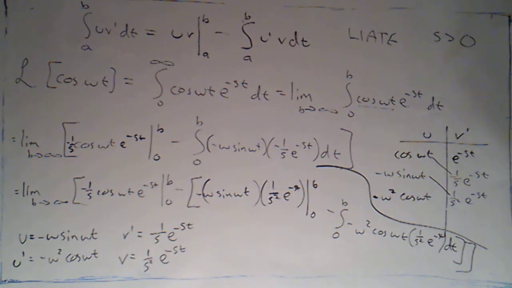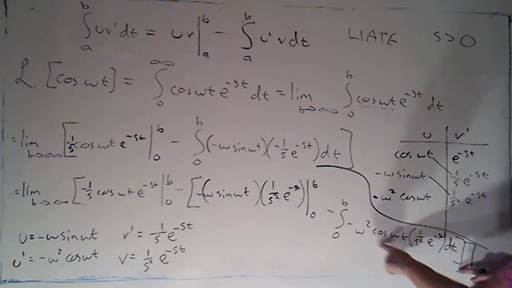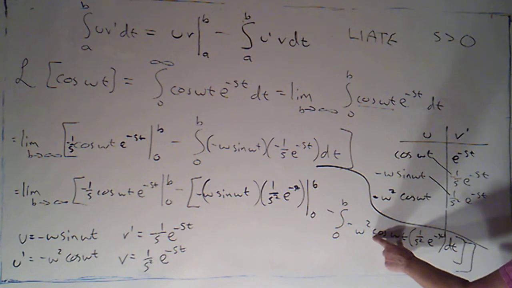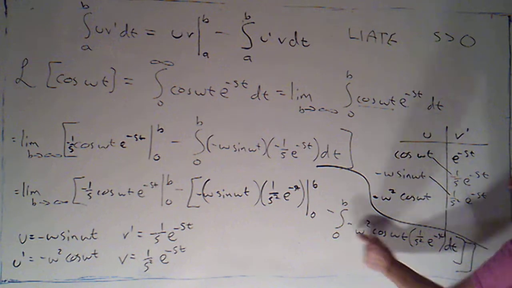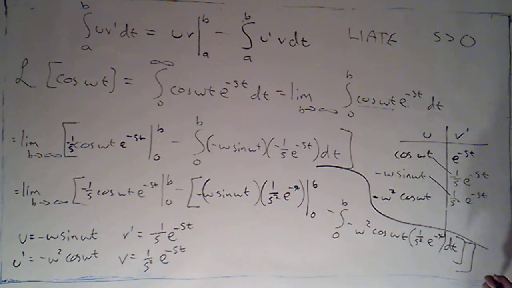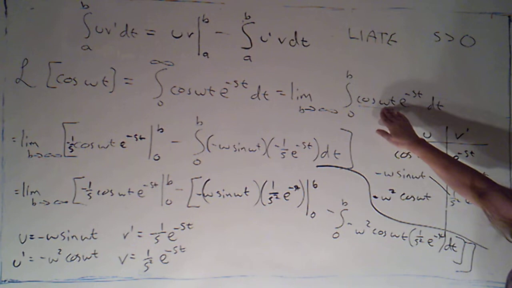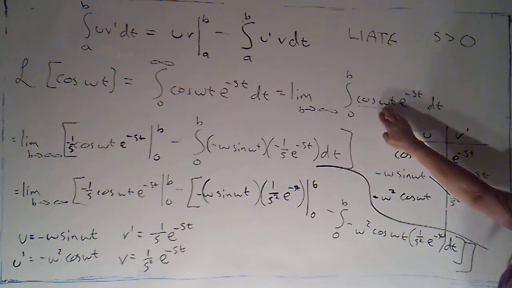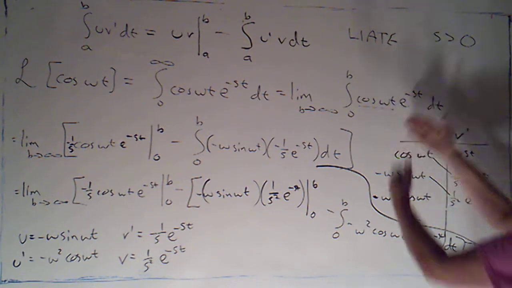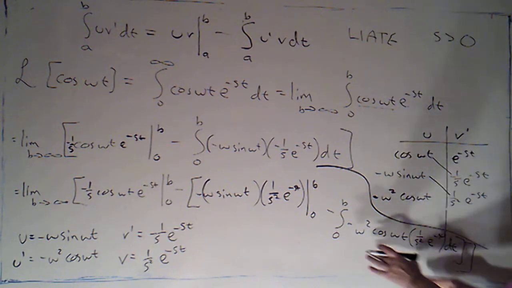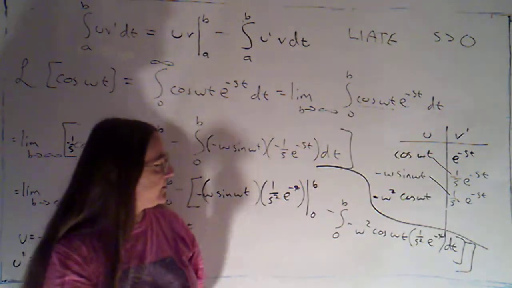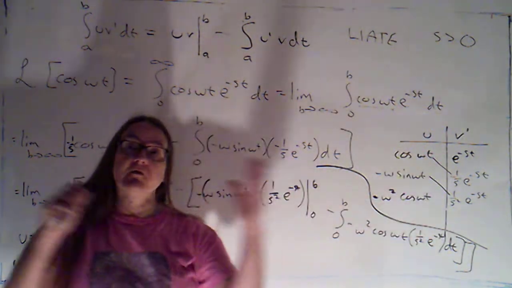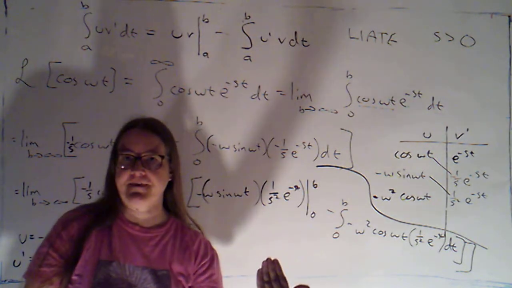Okay, so we've got this lovely thing. Notice this integral right here involves a cosine of omega t and an e to the negative st. Now there's some other constants that I would be able to factor out, but that's actually the original integral that I was trying to evaluate. So this now gives me just a multiple of the original integral. So I'm going to be able to move this over to the other side and then solve for that integral.